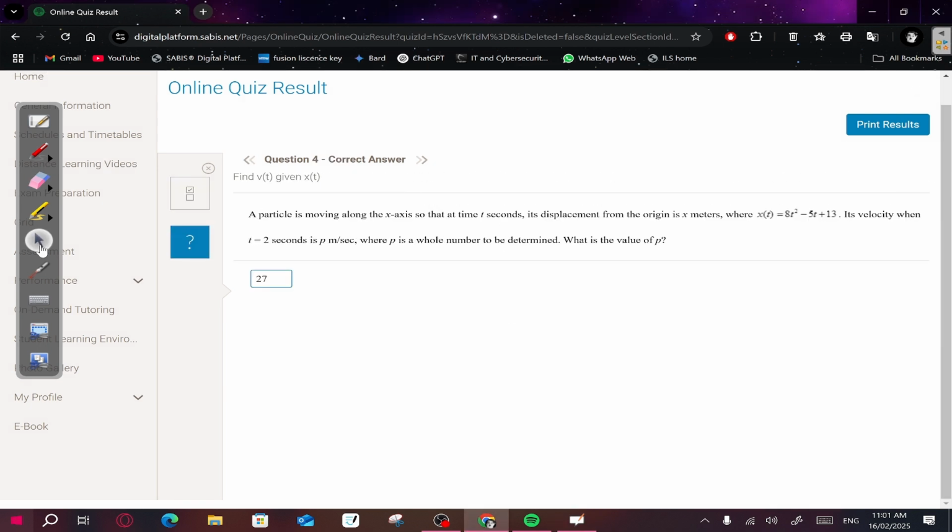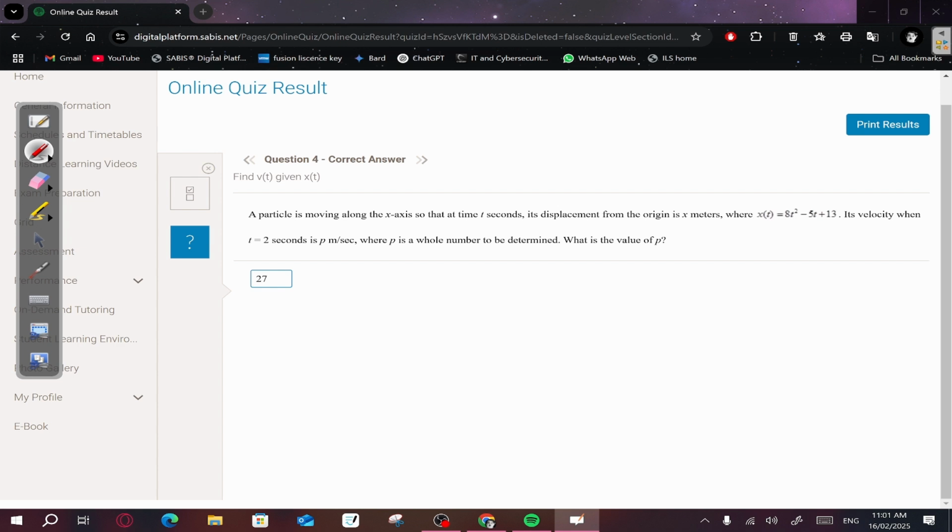Okay. A particle moves along the x-axis so that at time t seconds, the displacement from the origin is x meters, where x of t equals 8t squared minus 5t plus 13. Its velocity when moving at t equals 2 seconds. Okay, again, this is very simple. They want the velocity. They want instantaneous velocity.